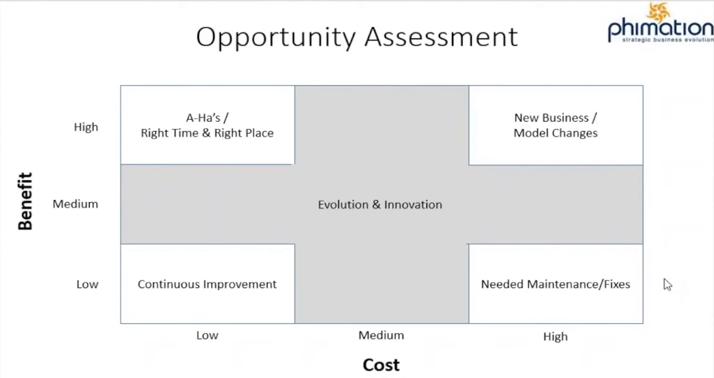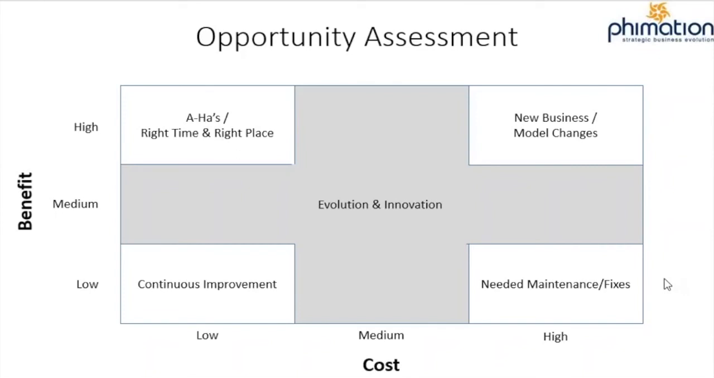In the upper right-hand corner is really changing the business, new business models, transforming what markets or how you do business. And that's going to be high benefit and high cost.